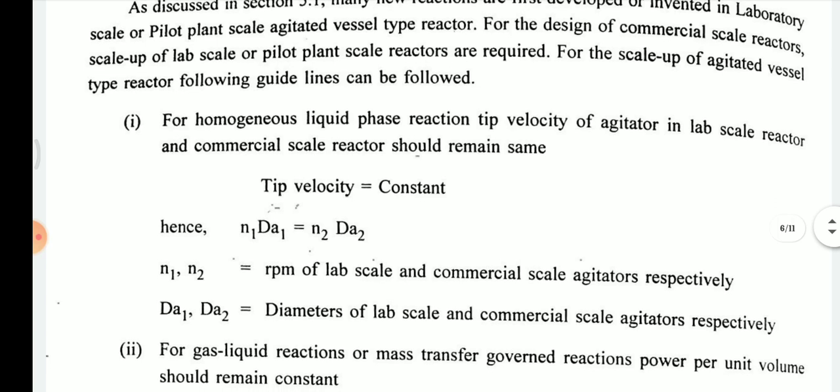Tip velocity is equal to constant, so that's why n1 dA1 is equal to n2 dA2. What are n1 and n2? They are the RPM speed of the lab scale and commercial scale agitator respectively. What are dA1 and dA2? dA1 and dA2 are the diameters of the lab scale and commercial scale agitator respectively.